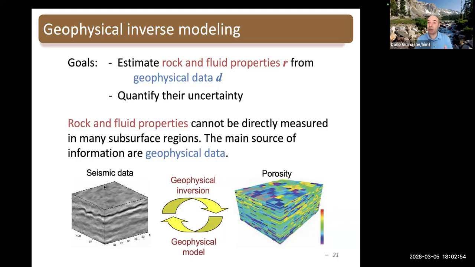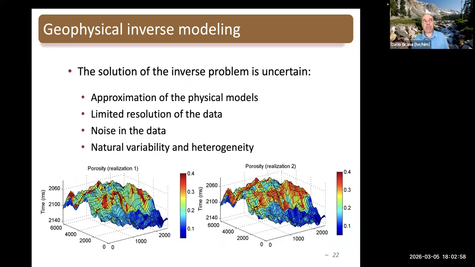And again, remember that one of the goals is going to be to quantify the uncertainty. So why am I stressing so much on the uncertainty? Well, the idea is that the solution of the inverse problem is uncertain. You're not going to come up with a single model that you're 100% certain is the true model. What you're going to be able to do is to come up with a set of models or some kind of probability distribution that tells you something about the uncertainty in the subsurface.